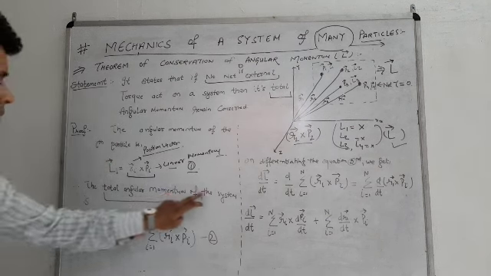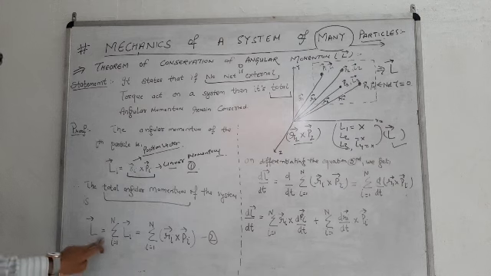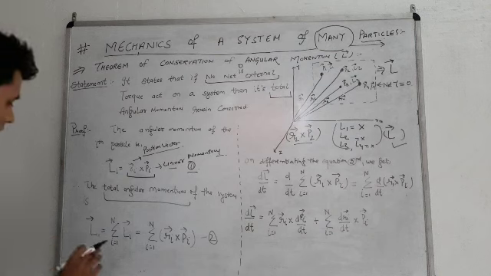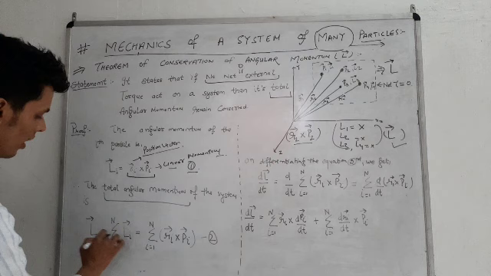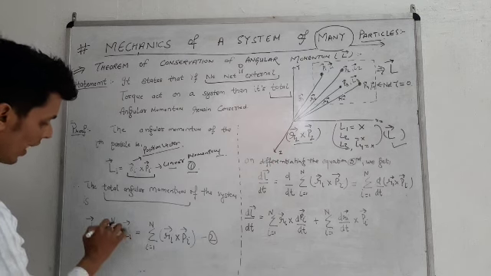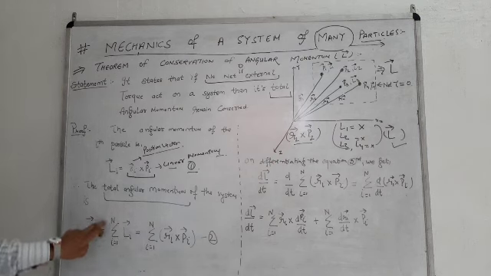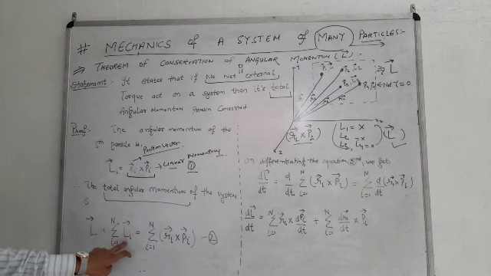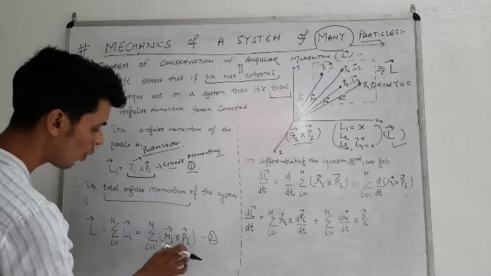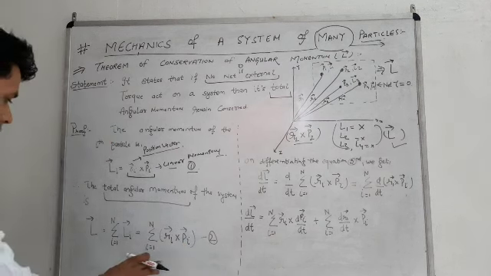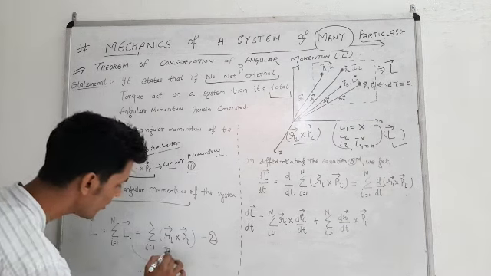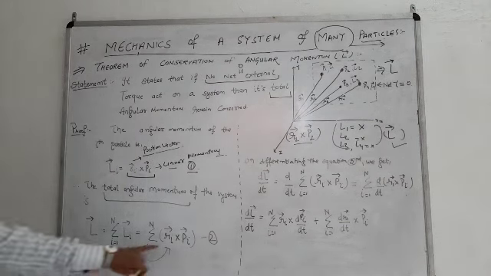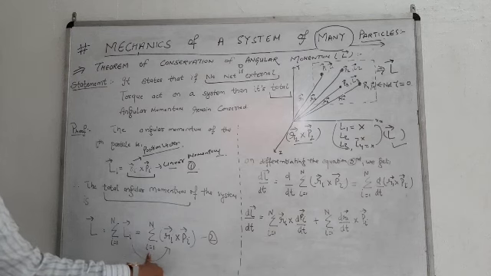Now the total angular momentum of the system will be capital L, the sum of the individual angular momentum of each particle, which can be written as the summation from i equal to 1 to n of Li. So it will give the total angular momentum. Now we know that Li is equal to Ri cross Pi. So it is equation number 2. We have replaced Li with Ri cross Pi, other things remain the same, and we have also applied the same summation.